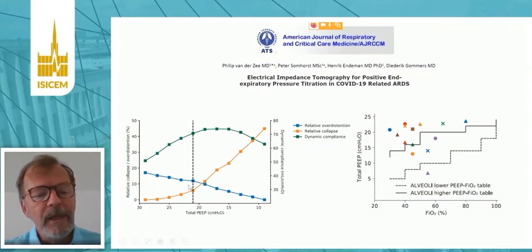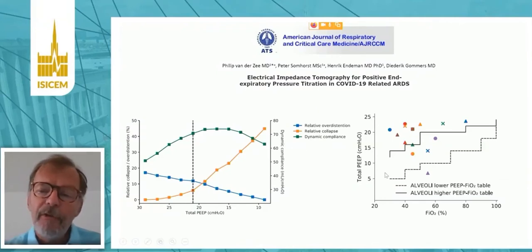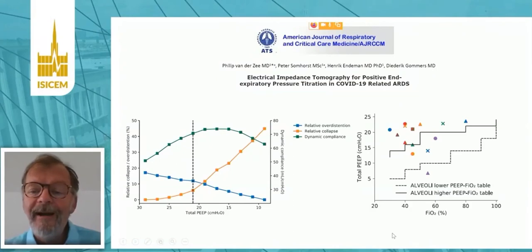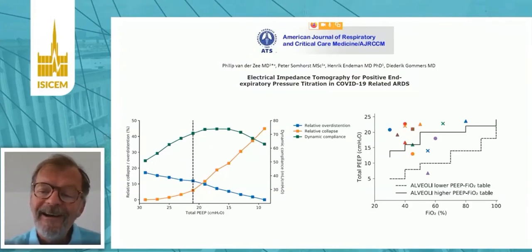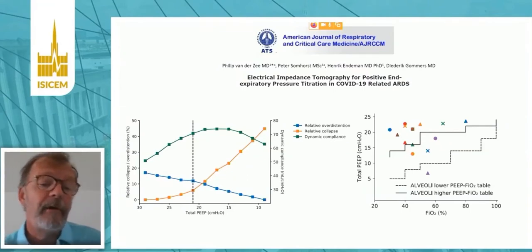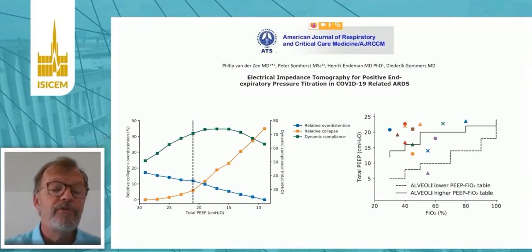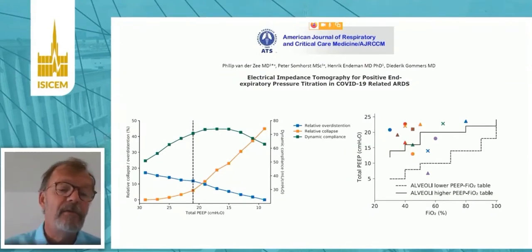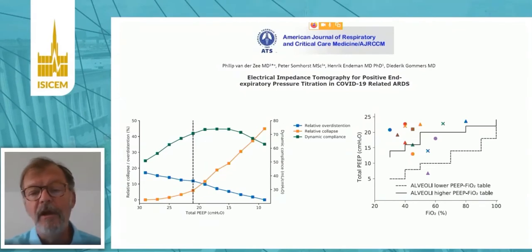But doing that, well, they reach relatively high PEEP. You see on the right that their PEEP levels were even higher than those recommended by the high PEEP FiO2 table. I say it's a bit arbitrary because at the same time, of course, you still have a substantial amount of hyperdistension, maybe more than 10%. So we are not sure what's the best technique.